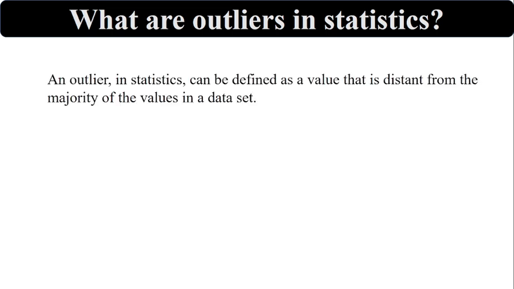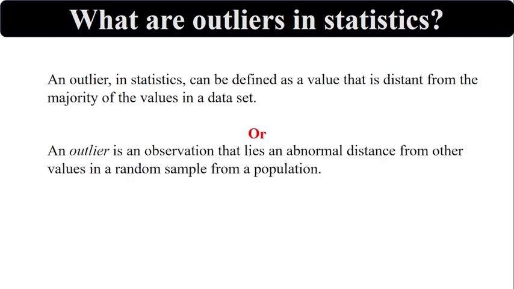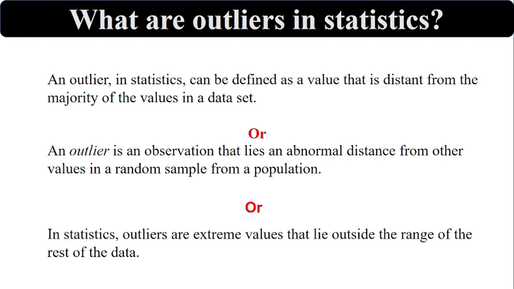An outlier, in statistics, can be defined as a value that is distant from the majority of the values in a data set. Or an outlier is an observation that lies an abnormal distance from other values in a random sample from a population. Or in statistics, outliers are extreme values that lie outside the range of the rest of the data.